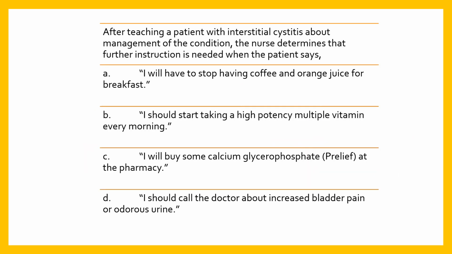Next question. After teaching a patient with interstitial cystitis about management of the condition, the nurse determines that further instruction is needed when the patient says: A, I will have to stop having coffee and orange juice for breakfast. B, I should start taking a high-potency multiple vitamin every morning. C, I will buy some calcium glycerophosphate or Prelief at the pharmacy. Or D, I should call the doctor about increased bladder pain.